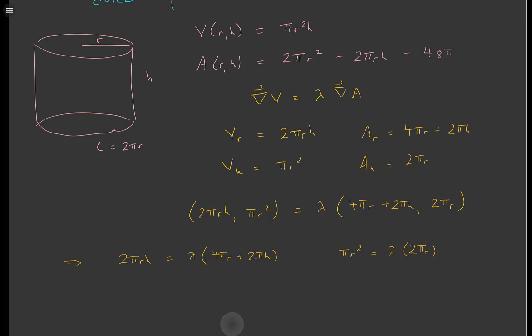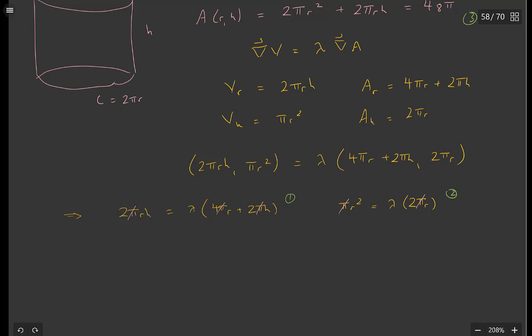Looking through this, we've got pi's on every term, so we can basically ignore those and get a simpler set of equations after that. Don't forget, we should also think of this constraint equation up here as being another equation that we can use to solve for r, h, and lambda. So if I were to number these, I could say this is equation 1, equation 2, and let's call this equation 3. Equation 2 only has r and lambda appearing, so this means that we'll be able to solve for r in terms of lambda. That seems like a useful thing to do, so let's do that.